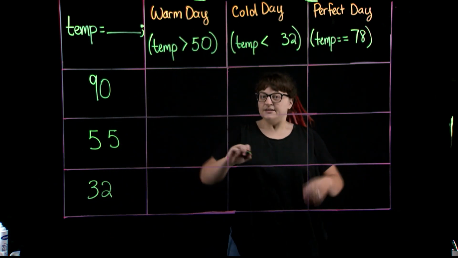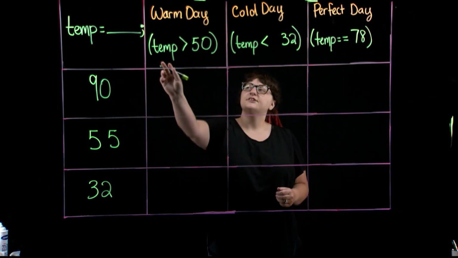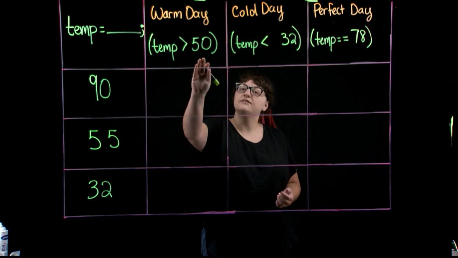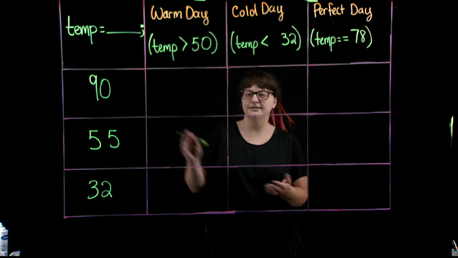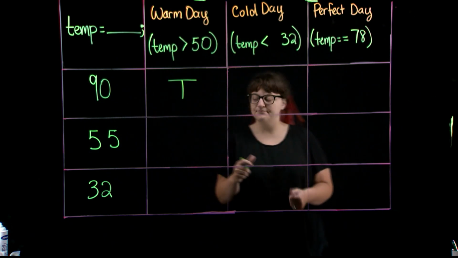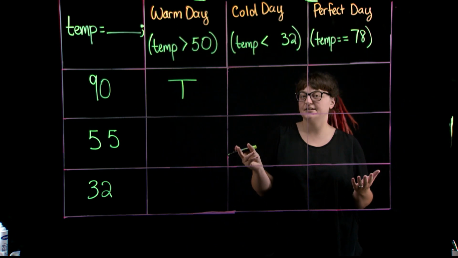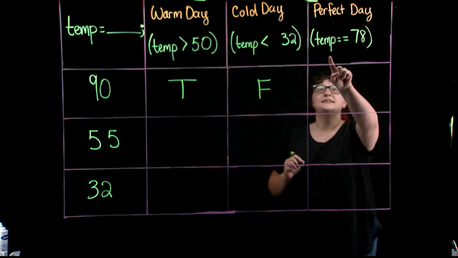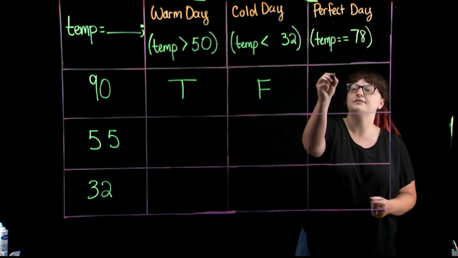Okay. All right, excellent. So starting with temp equal to 90, let's look at our first evaluation statement here. And this reads, temp is greater than 50. Would you say that that's true or false when temp has a value of 90? It's going to be true, right? So we can just put a T for true right here. Awesome. What about temp being less than 32? Is that true or false at 90? It's not, right? So we can put an F right here. And last but not least, temp is equal to 78. We're at 90, obviously not. So we'll put a false here as well.